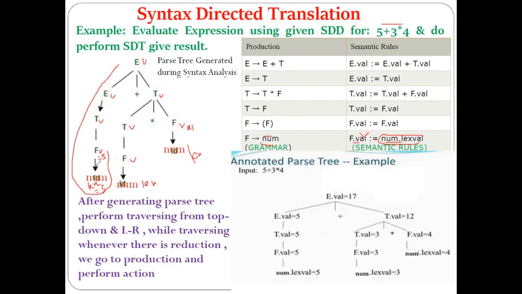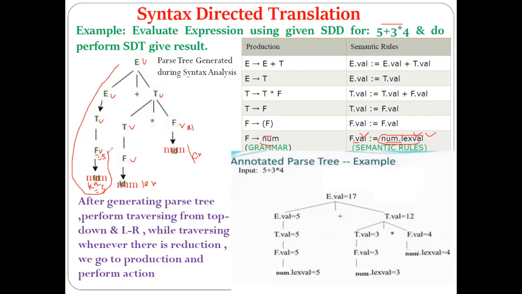Okay, so here we have got the value of attribute f dot val from the attribute num dot lex val. From the value of num dot lex val, we have evaluated the value of f dot val. How? By using the semantic rule. Because the grammar says num can be reduced to f, the semantic rule is num dot lex val assigned to f dot val. Whatever the value of num dot lex val can be assigned to f dot val. That is the reason we assign the value of num dot lex val to f dot val.